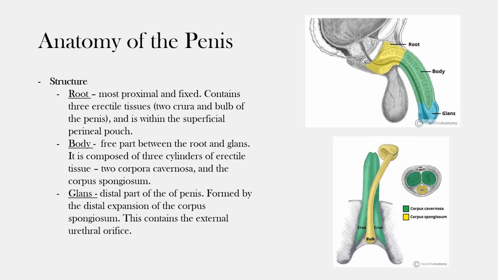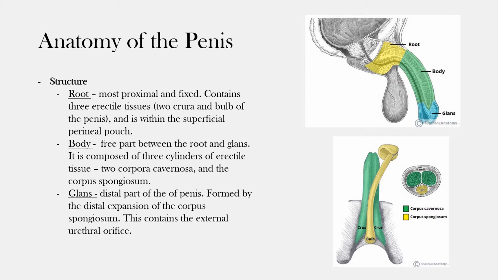Now, the root is contained within the superficial perineal pouch, and this is generally within the body itself, so it's not external, it can't really be felt. The body of the penis is distal to the root. This is the free part between the root and the glans. These are also composed of three cylinders of erectile tissue: the two corpora cavernosa and the corpus spongiosum.